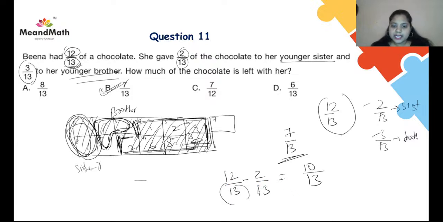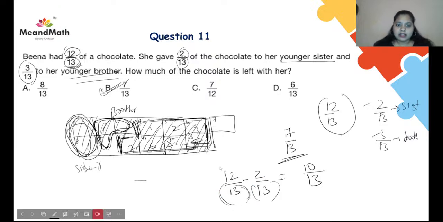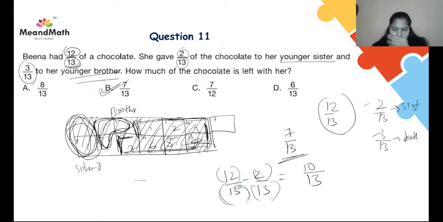Now how did we get this? If the denominators are equal, only then we can subtract. Okay? So the denominators are equal, then we will be subtracting the numerators. Alright? So denominators equal, and when we are subtracting, the answer also will have the same denominator. So we can see that 12 by 13 minus 2 by 13 will be 10 by 13.